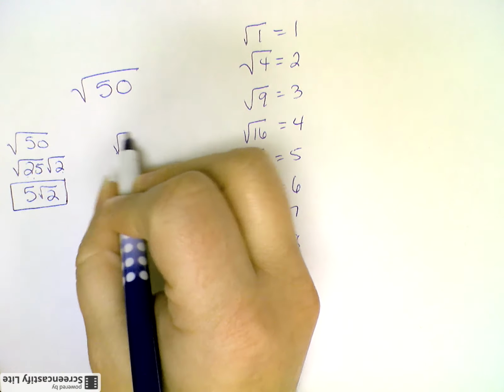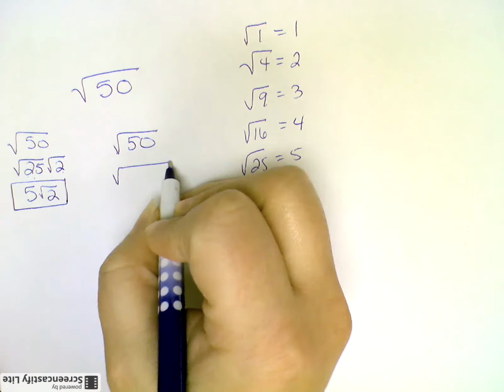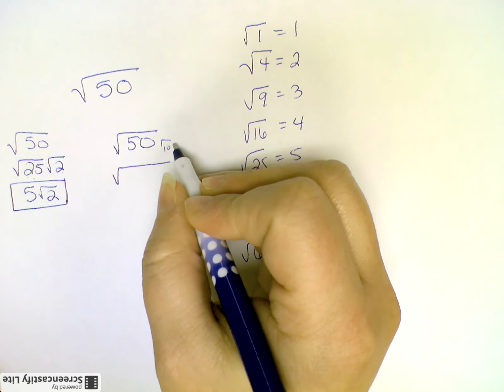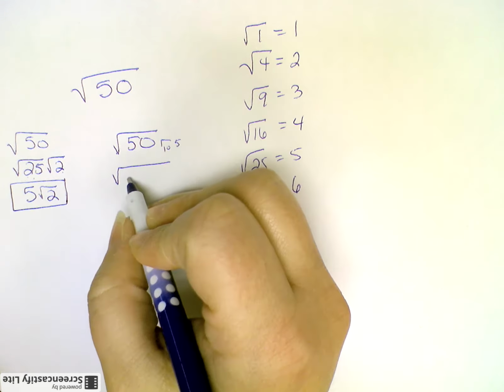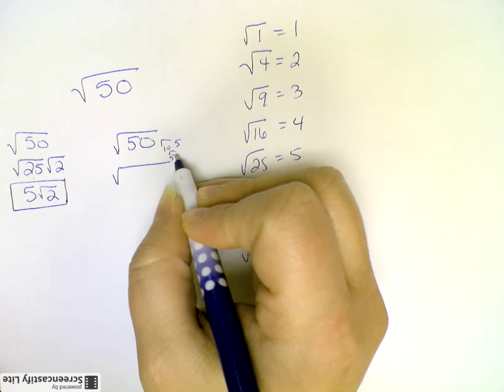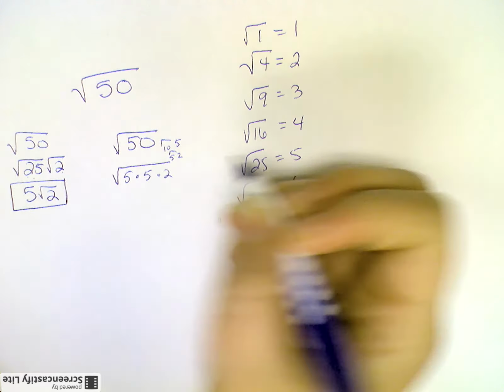The other way you can do it is to factor 50. So the 50 factored, we could do 10 times 5. And then 10 would break down using 5 and 2. So I have 5 times 5 times 2.